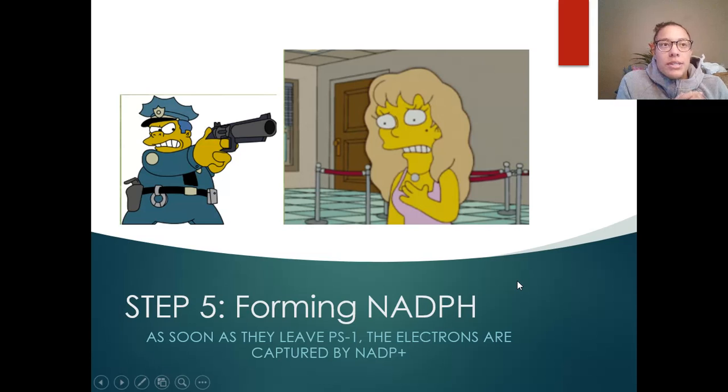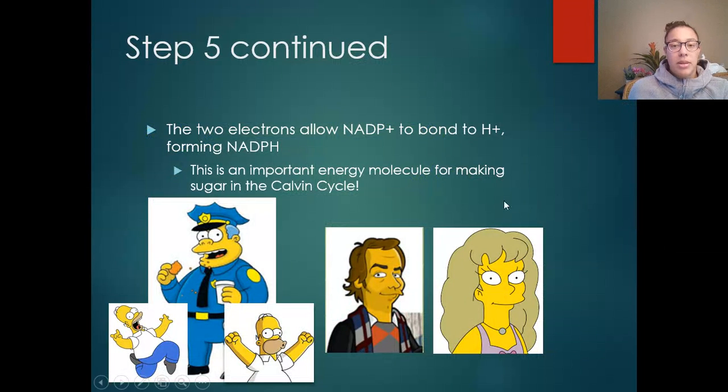After that photosystem has gone through and re-energized the electrons, those electrons are going to be captured and utilized in order to form an energy-rich molecule called NADPH. And that's very similar to ATP. So I've got an officer here capturing the electrons and then going to pass them along to form NADPH.